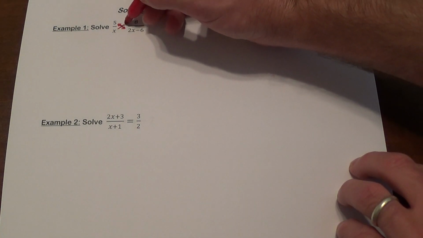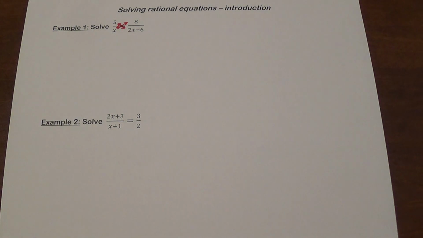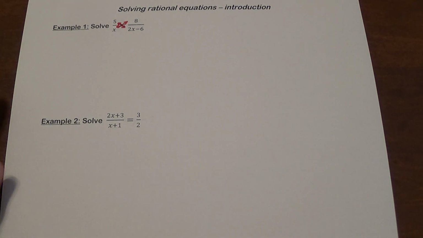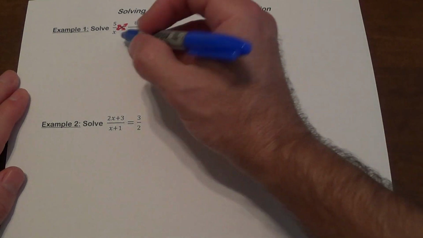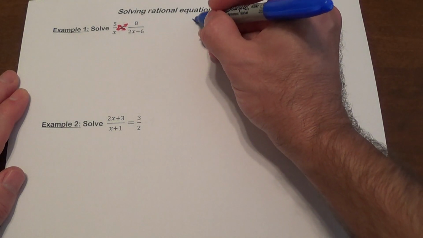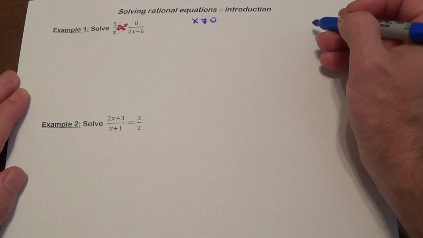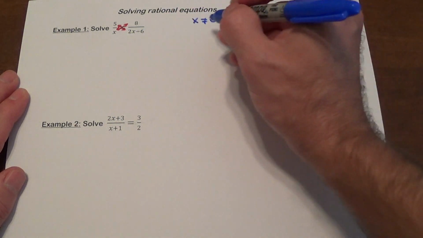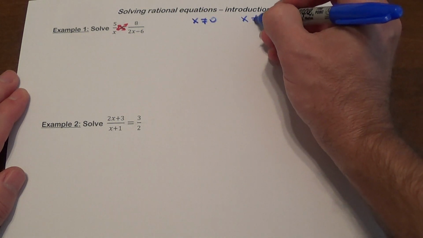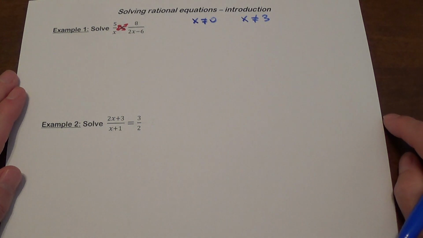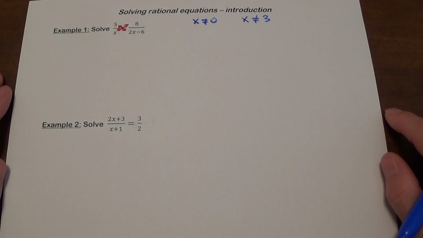But before we do it, let's take a look at denominators and let's see what's going to make any of the denominators equal 0. So from the first one, we know x cannot equal 0. From the second equation, you can easily see that x cannot equal 3. So those are our excluded values.